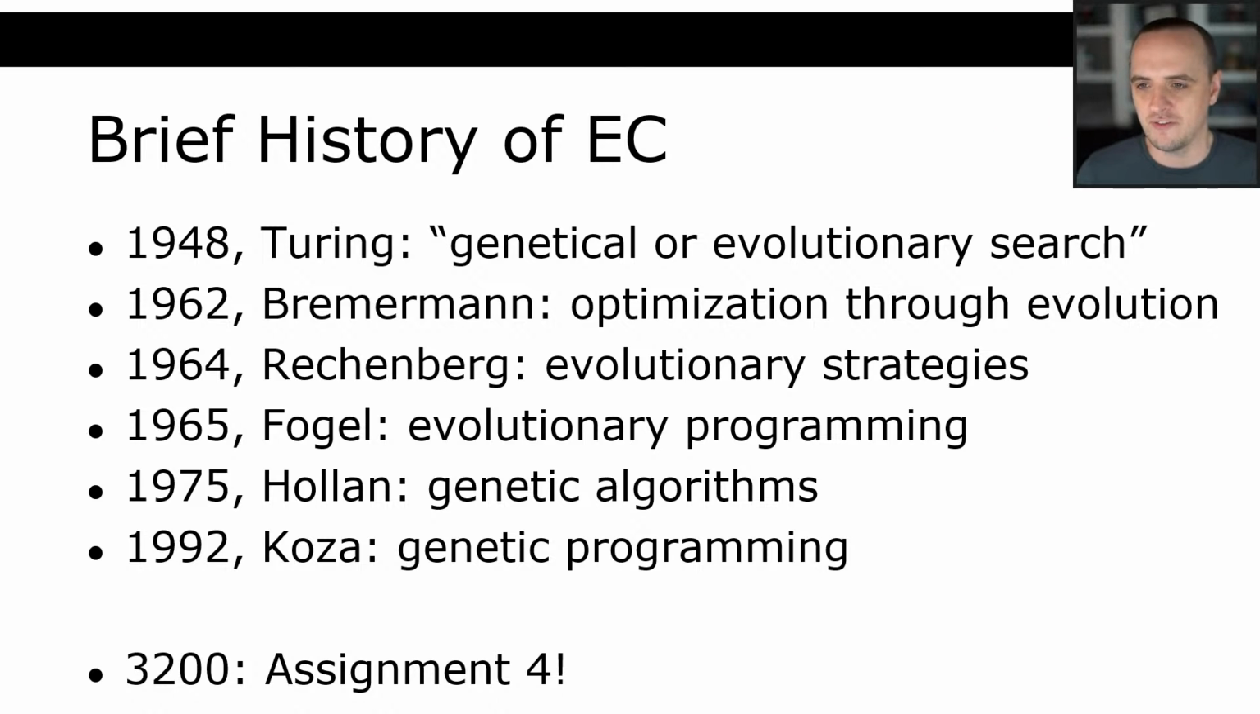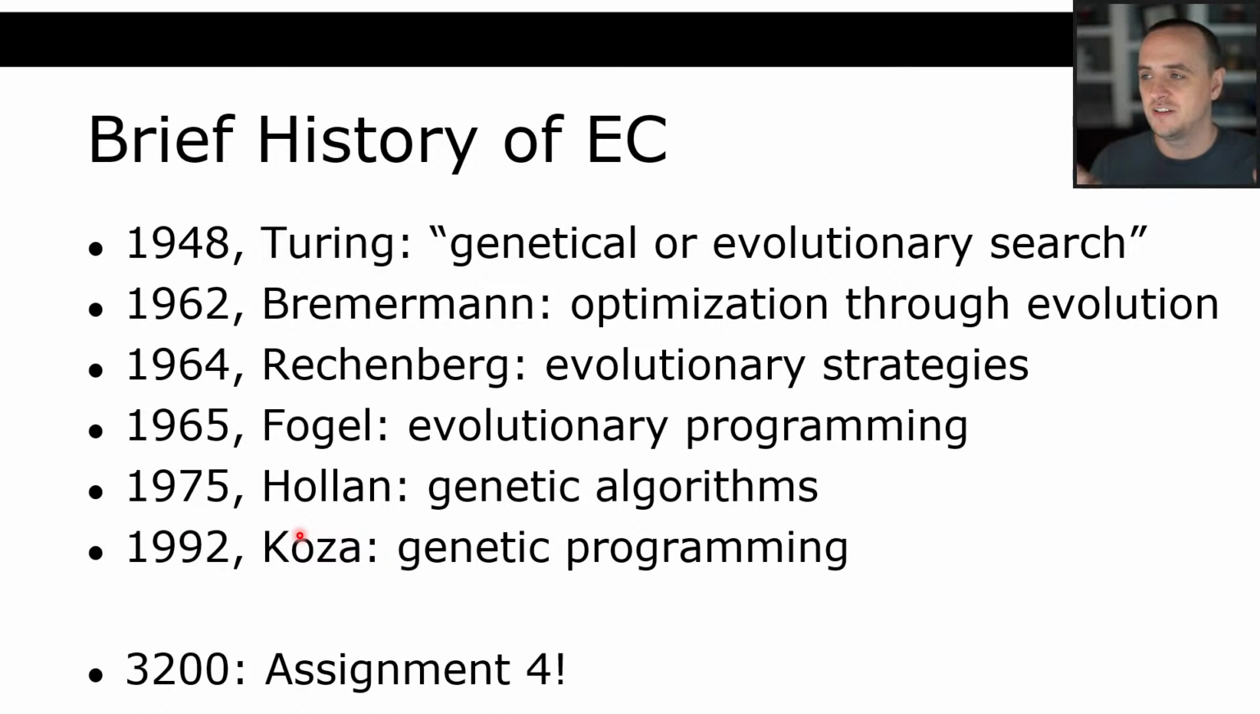There is a history to evolutionary computation. I am not a world expert in evolutionary computation, but I just want you to know that this is not a new field of research. Even Turing, back in the 1940s, talked about how in the future there may be some sort of genetical or evolutionary search. Bremermann talked about optimization through evolution in the 60s. Evolutionary strategies were in the 60s. Evolutionary programming in the 60s. Genetic algorithms, which is the thing we will be studying most in this course, came about in the 70s, and then genetic programming, which we'll talk a little bit about in the next lecture, was in the 90s.